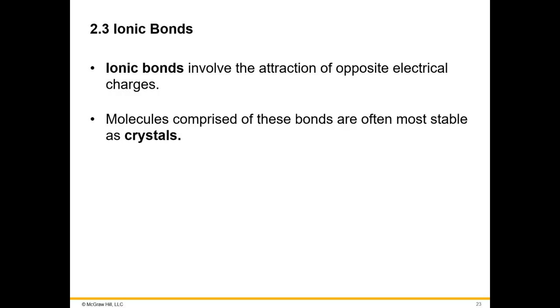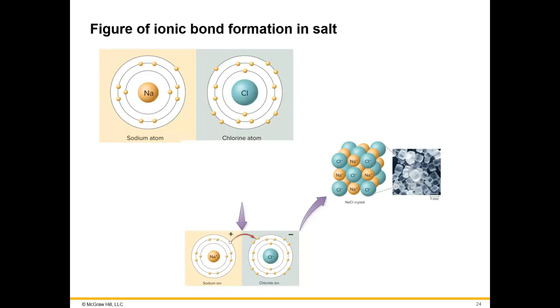So our ionic bonds involve the attraction of opposite electrical charges. I think that's pretty fair. These molecules are going to be most stable in the crystal form. So a great example of that is just the formation of salt. Here you can see we've got a sodium atom and a chlorine atom. You know they're just atoms because there's no positive or negative charge on them. So they're balanced. They have the correct number of electrons in their outer shell.